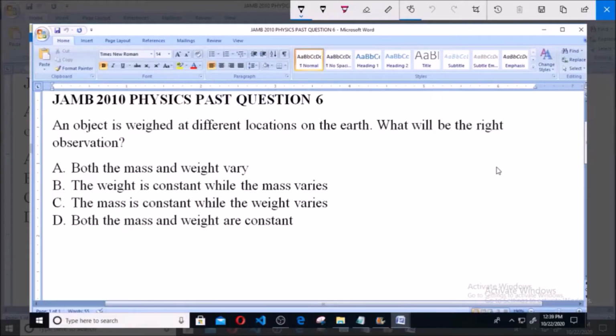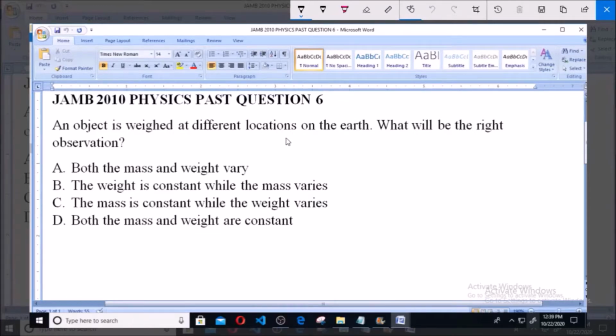Hello and welcome. I will be answering Jamb 2010 Physics Past Question 6. An object is weighed at different locations on the Earth. What will be the right observation? A. Both the mass and weight vary. B. The weight is constant while the mass varies. C. The mass is constant while the weight varies. D. Both the mass and weight are constant.